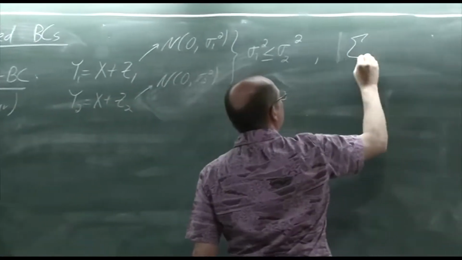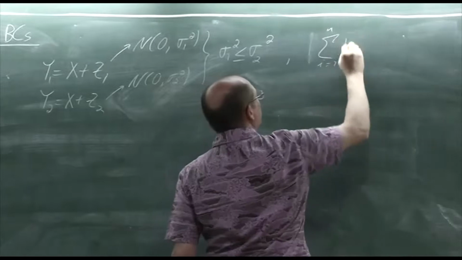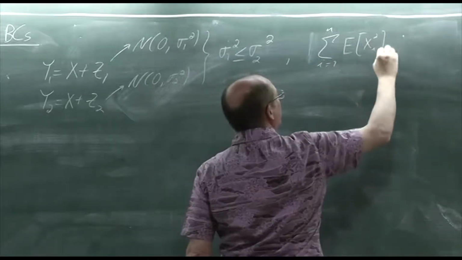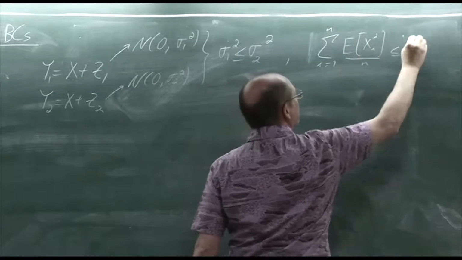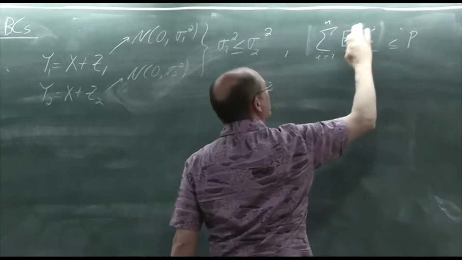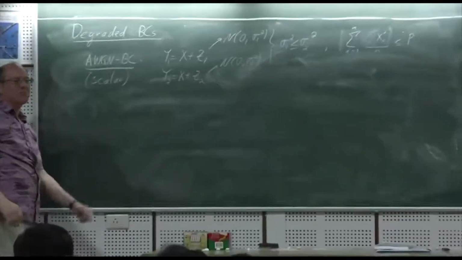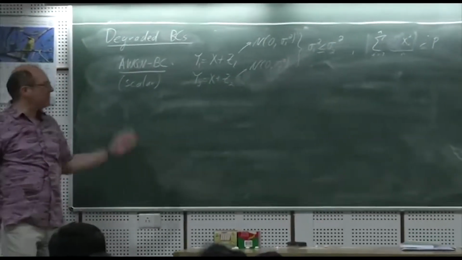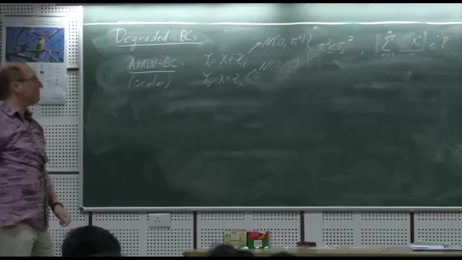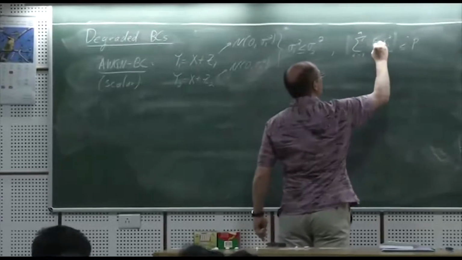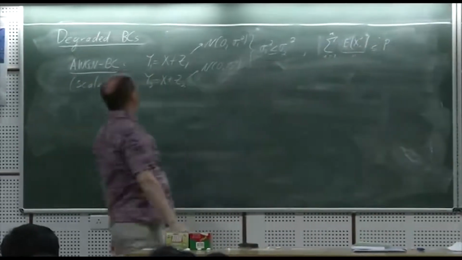The summation from i equals 1 to n of the expectation of x_i squared, divided by n, has to be less than P. Or if you want a probability 1 power constraint, you would remove the expectation, but the capacity regions are the same for large n anyway because of the law of large numbers. So whatever, just the usual power constraint.